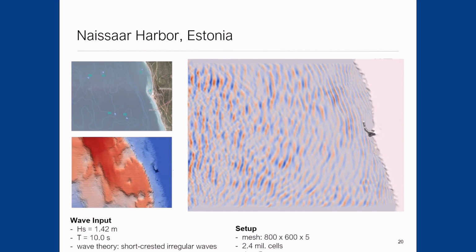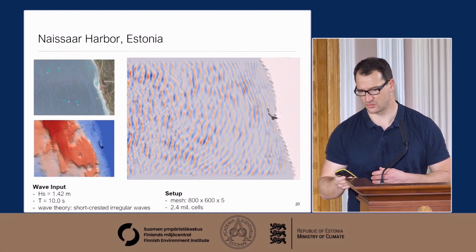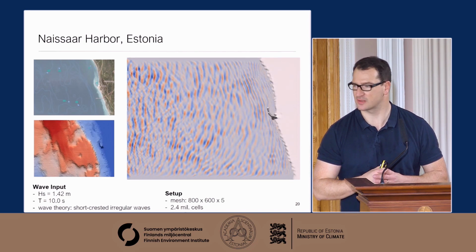It's a mesh with 800 times 600 cells, and we now need to use 5 vertical layers. We have irregular waves, so we have different wave periods in this wave field, and we need to be able to capture the shorter waves as well. Overall, it's 2.4 million cells. You can see the simulation here.